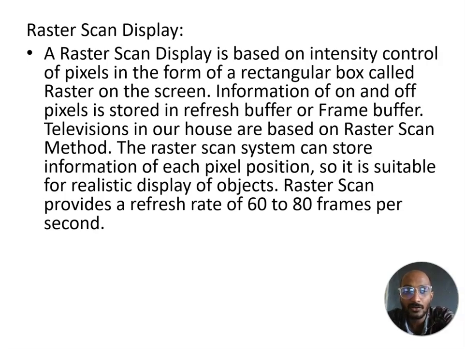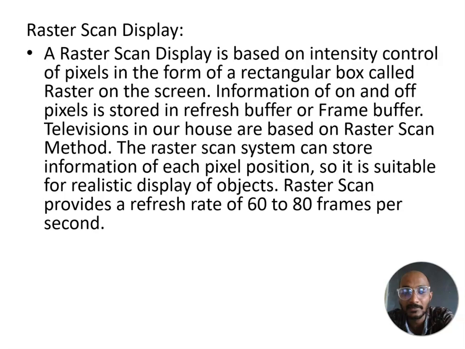Information of on and off pixels is stored in the refresh buffer. On and off of pixels means the repetition. We have already discussed the repetition, which is stored in the refresh buffer or frame buffer. Televisions in our houses are based on the raster scan method.